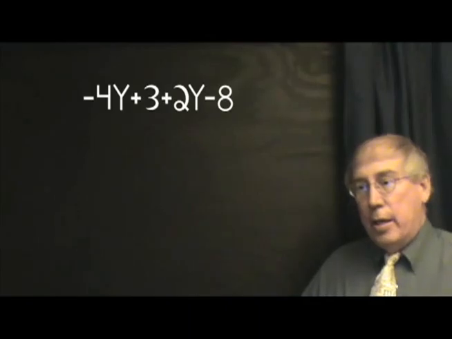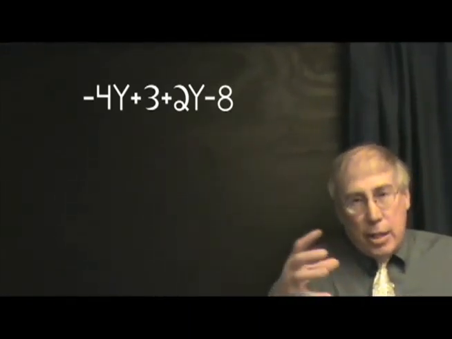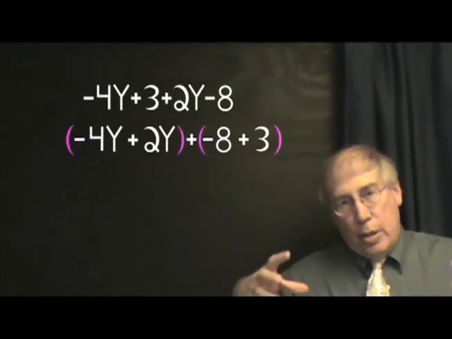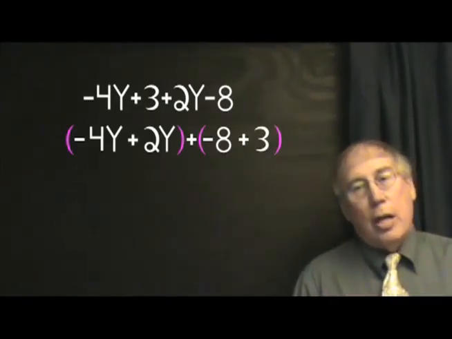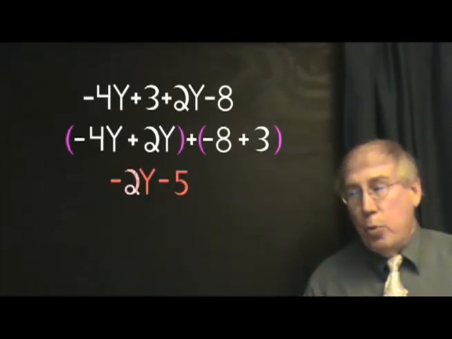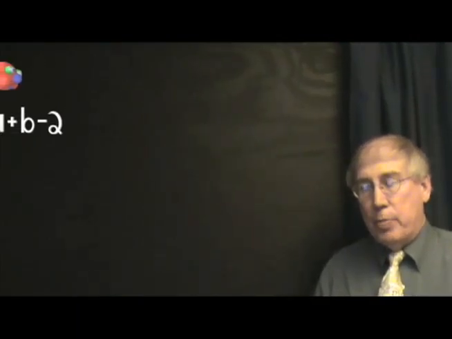Alright, now here's another expression. We have some y's and we have some numbers. So let's combine the y's together and the numbers together. So the y's are like terms, and we got negative 4y plus 2y gives us a negative 2y minus a 5. So let's go on to our next problem here.